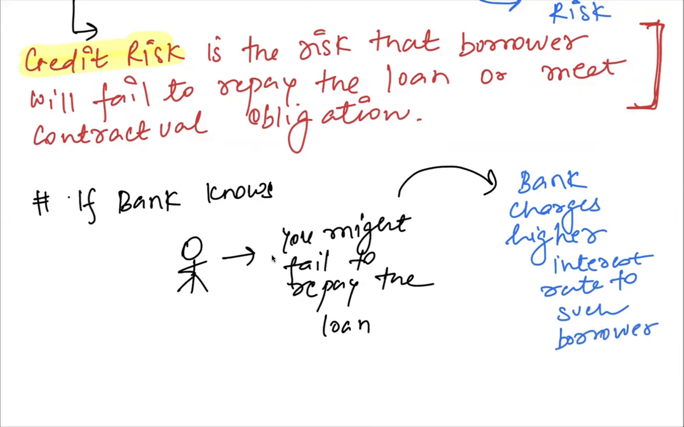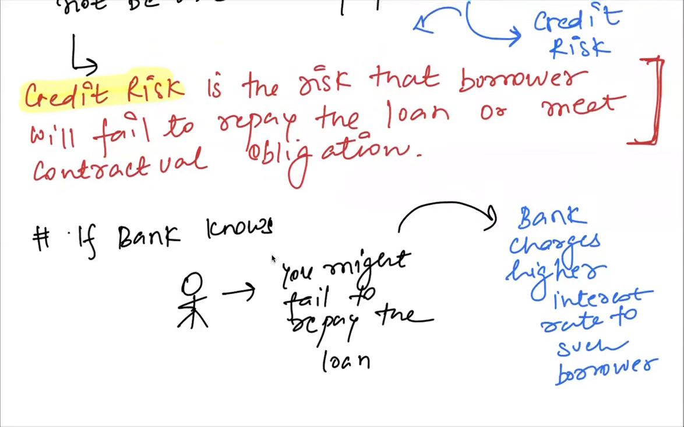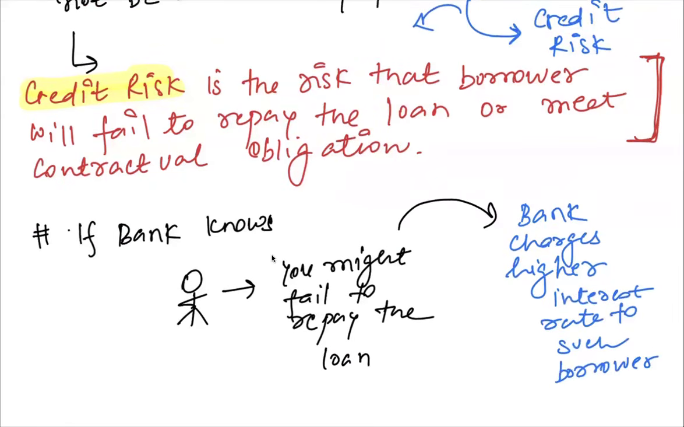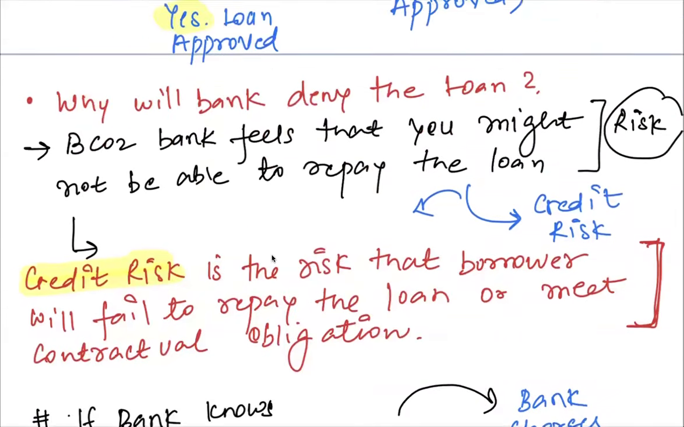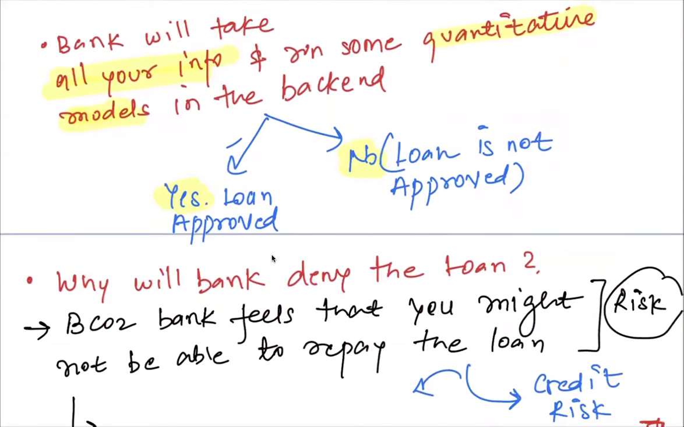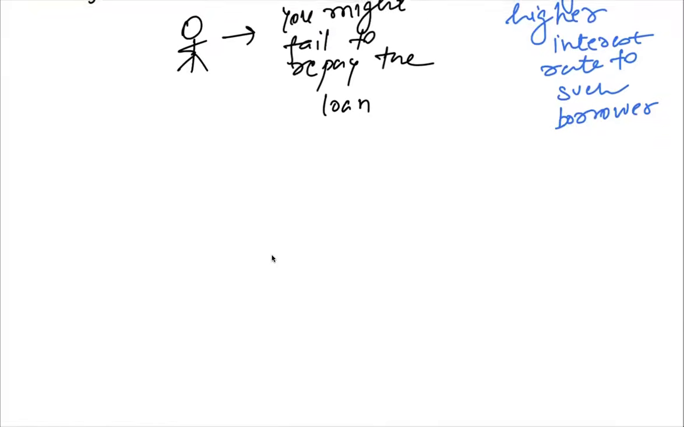So this is what it means by credit risk. Now, I said the bank in the back end runs certain quantitative models. What are these models? This is where the concept of credit risk modeling comes into the picture.